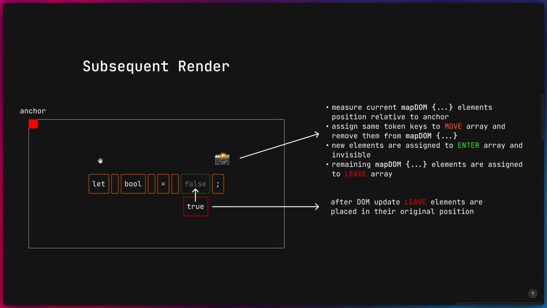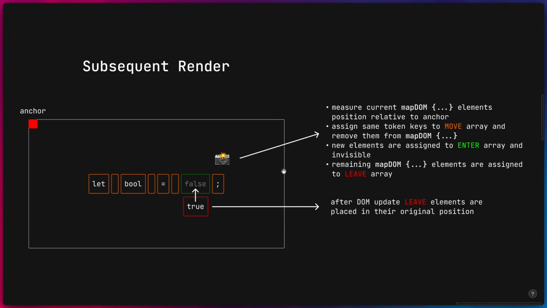Alright, in this example we started with let bool equals true, but now we changed it to let bool equals false. So what happens? Well, first we measure the current mapDOM element position relative to the anchor, and then we assign the same token keys to the move array and remove them from mapDOM. New elements are assigned to the enter array and made invisible, and the remaining mapDOM elements are assigned to the leave array. After we update the DOM, the leave elements are placed in their original position.